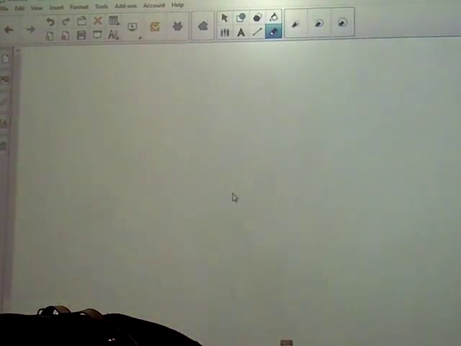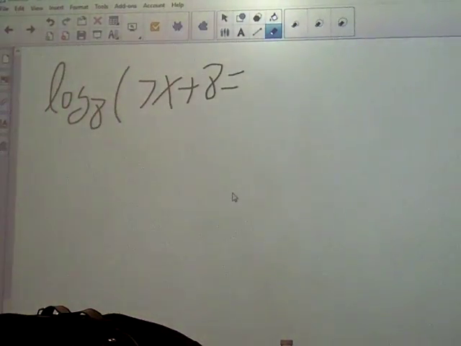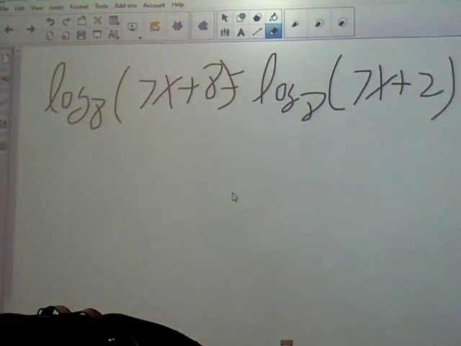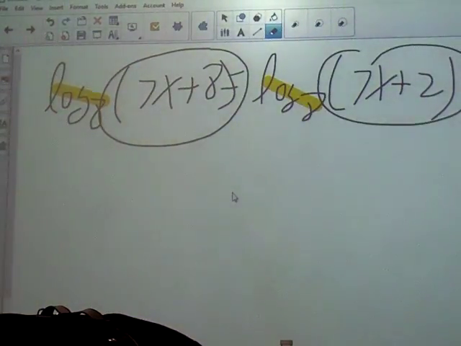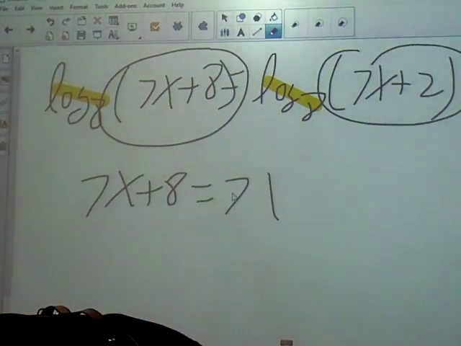log base 8 of 7x plus 8 equals log base 8 of 7x plus 2. They wanted to start using one of those properties, the product or the quotient property. Not going to do that here because the logs are separated by an equal sign. It's only when they got a plus or a minus between them that you use one of those properties. Here we've got log base 8 is the same on the left and the right. So if those are both the same, then that means those quantities have to be equal to each other. So you just set that as 7x plus 8 equals 7x plus 2.